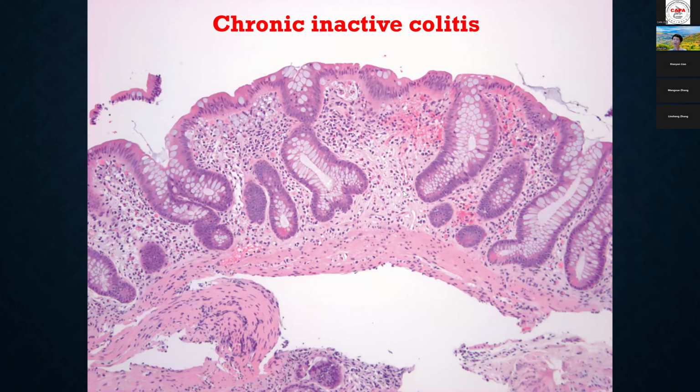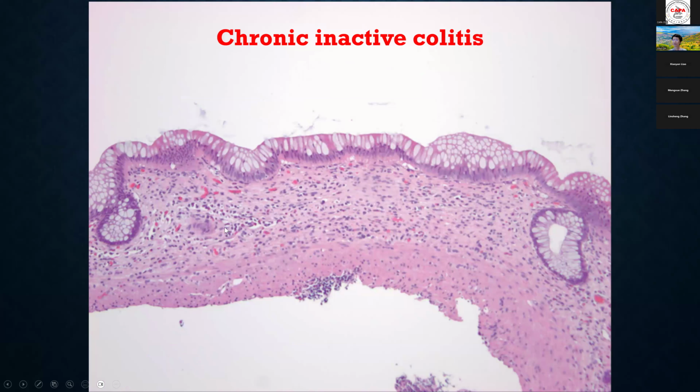In chronic inactive colitis, you may not see a lot of inflammatory cells in the lamina propria. You're not going to see neutrophils in the epithelium, but you still see the architectural changes, and you see Paneth cells in the left colon. Some chronic inactive colitis shows crypt atrophy. You see there's no crypt in a large expanse of the area.